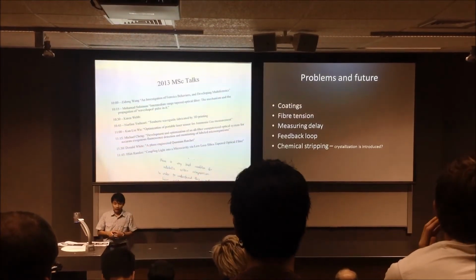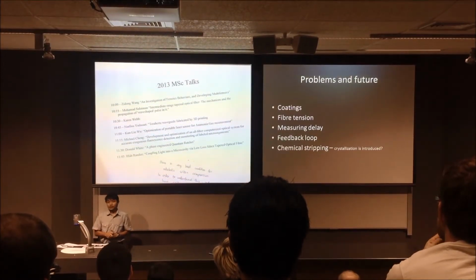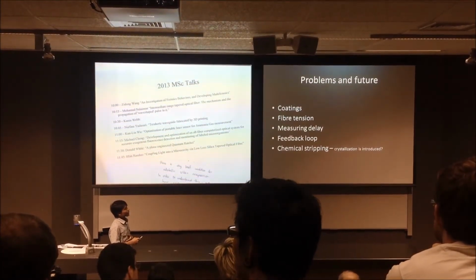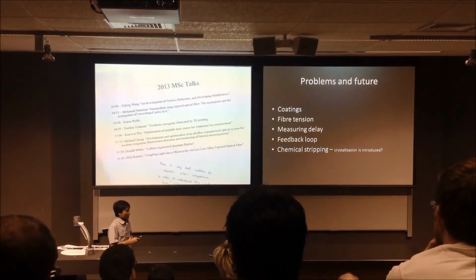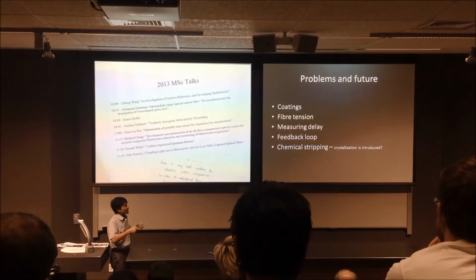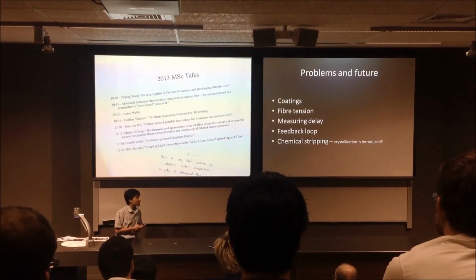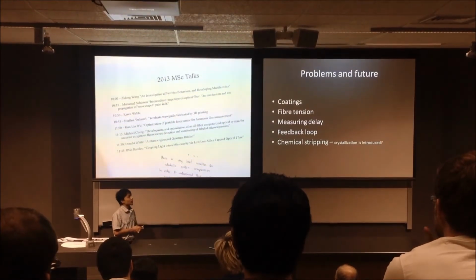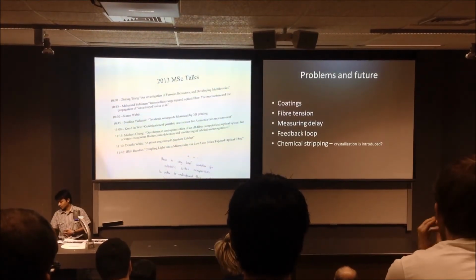However, at this point we still don't have any laboratory result yet, but let's ponder upon the future. First, for example, we can include coatings in our experiment after the measurement, and also we can accurately observe the tension in the system. We can also improve the feedback loop in order to decrease the error, and we will also like to look into chemical stripping, where there is a possibility of crystallization.